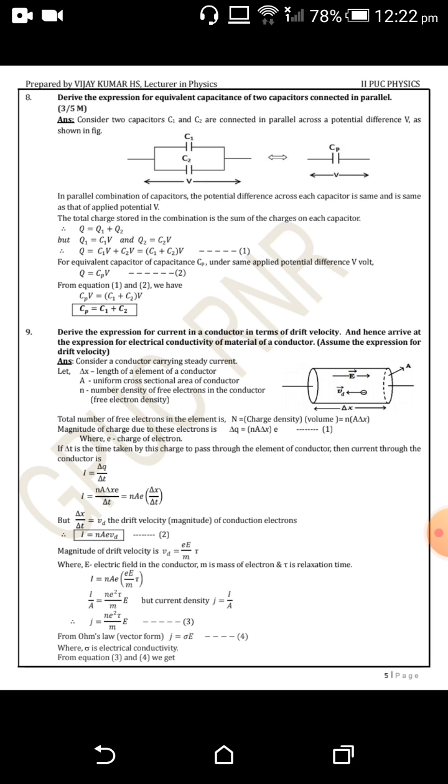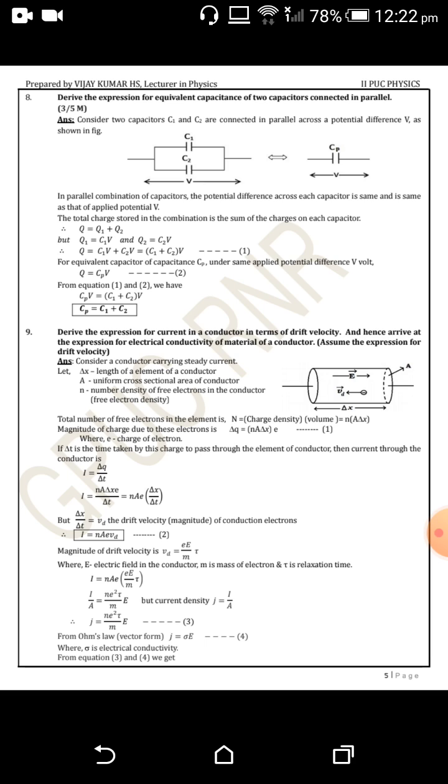In the figure you can see a conductor to which we have applied an electric field, directed towards the right side. As you know, when the electric field is applied, the free electrons present inside the conductor drift in the direction opposite to that of the electric field. The distance between the two ends of the conductor is delta x, and A represents the area of cross section of the conductor. With this, we will start the derivation.